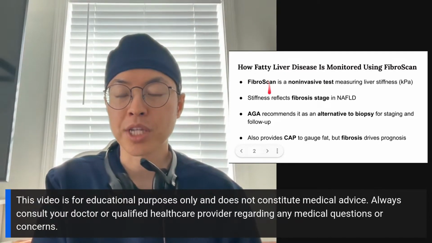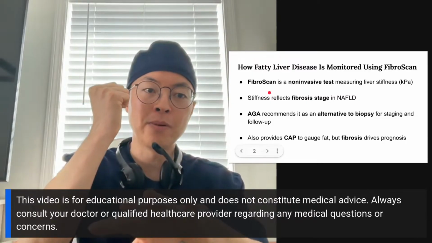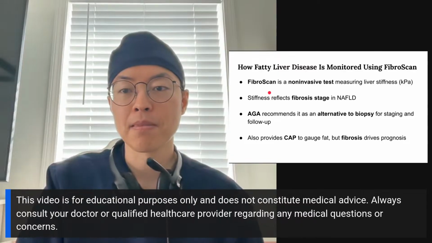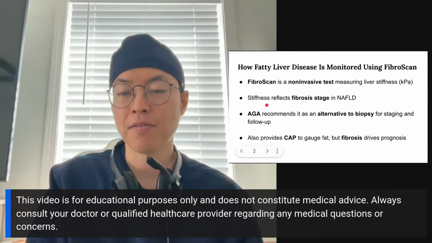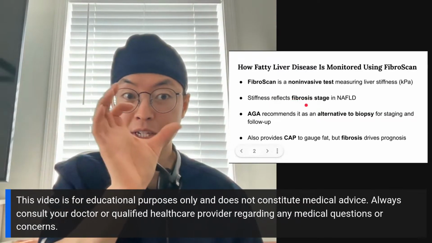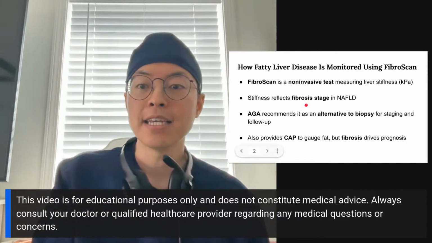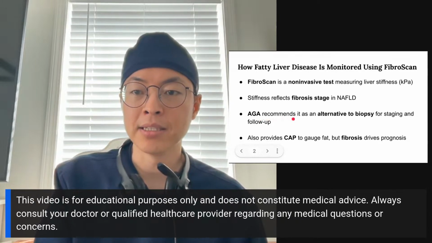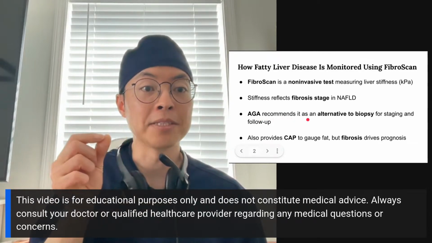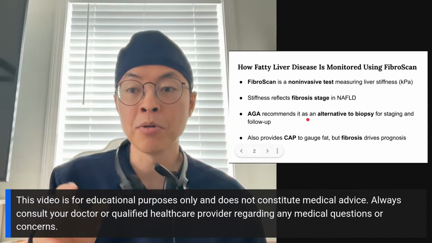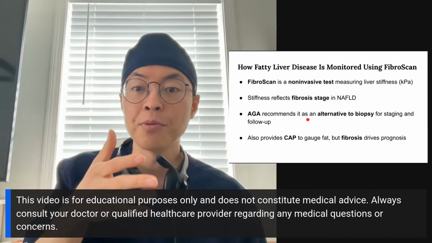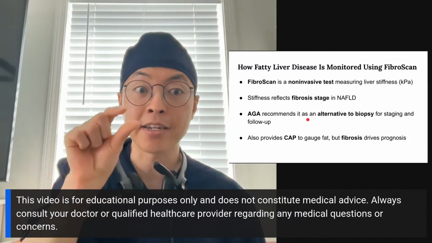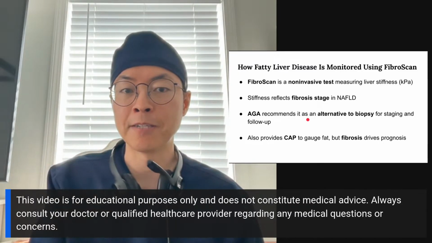So we use the FibroScan. It's very easy. We just put a probe on your belly over the liver, and the machine automatically calculates it. The stiffness reflects the fibrosis stage. As I said, how stiff the liver is tells us how much fibrosis is in the liver. And the American Gastroenterological Association recommends it as an alternative to biopsy. In the past, we needed a biopsy for many people, but thanks to this new technology, we often avoid an unnecessary invasive technique like a biopsy.